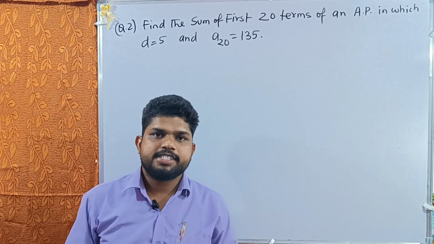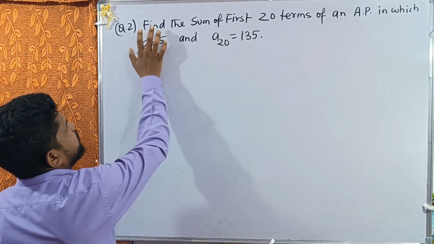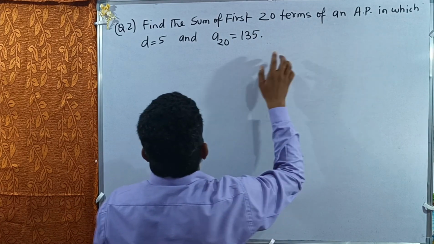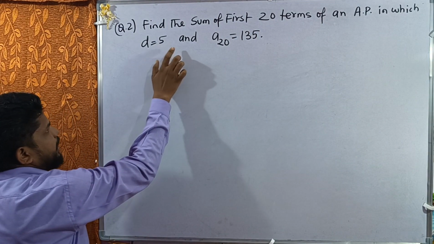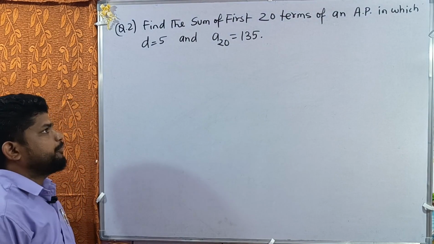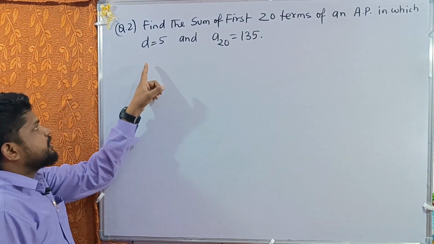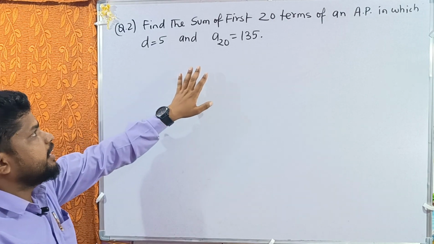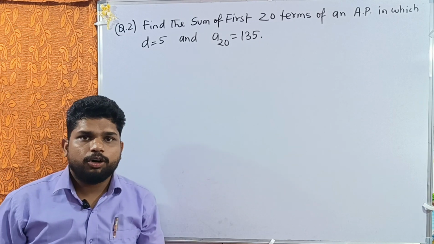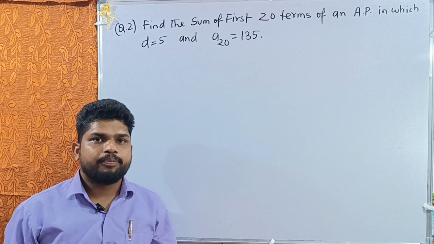Dear students, one question is written on the whiteboard. Just look at it. The question says: find the sum of the first 20 terms of an AP in which the common difference is 5 and the 20th term is 135. We have to find the sum of the first 20 terms. I request all the students to pause the video and try it on your own.